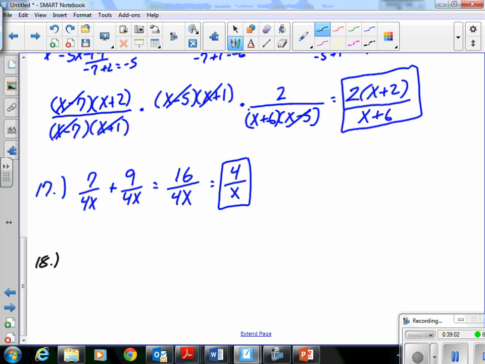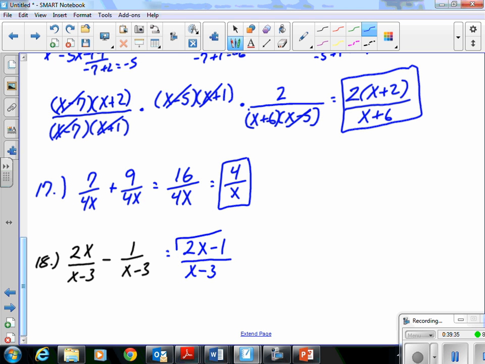All right, 18. And that's a subtraction here, 2x over x minus 3 minus 1 over x minus 3. So we already have a common denominator. They're both x minus 3. So all we have to do is combine those together. 2x minus 1, they're not like terms. So we just write them as 2x minus 1, and x minus 3 is the common denominator, so it doesn't change. And that's as far as that one will go.